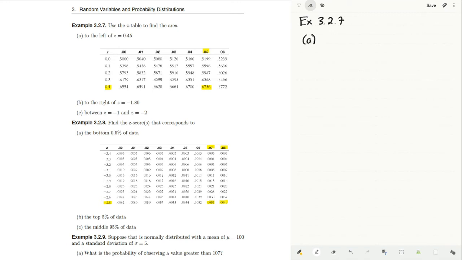So let's take a look at some examples of how the z-table is used. In the first example, we will look at finding certain areas under the standard normal distribution. Suppose that we want to find the area to the left of a z-score of 0.45. So let's first draw our region. We have a normal curve that is centered at 0, and we're interested in finding the area to the left of 0.45.